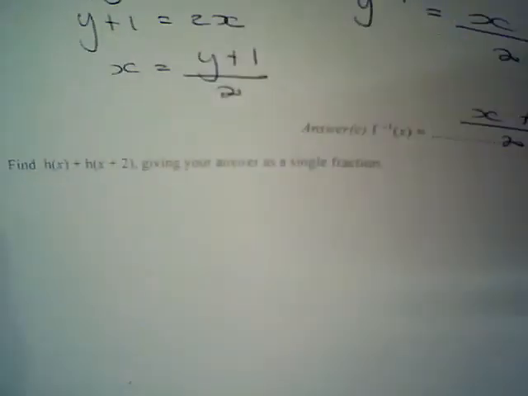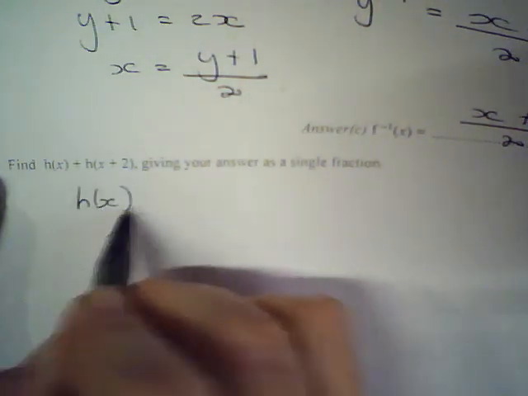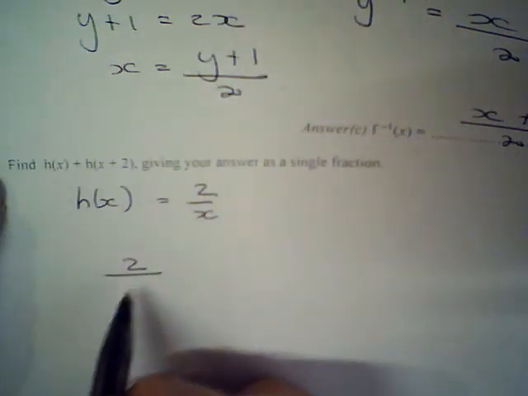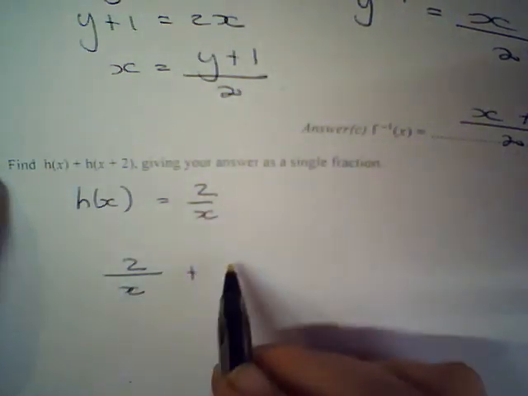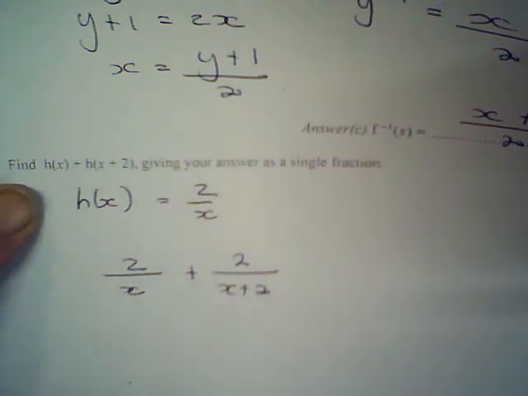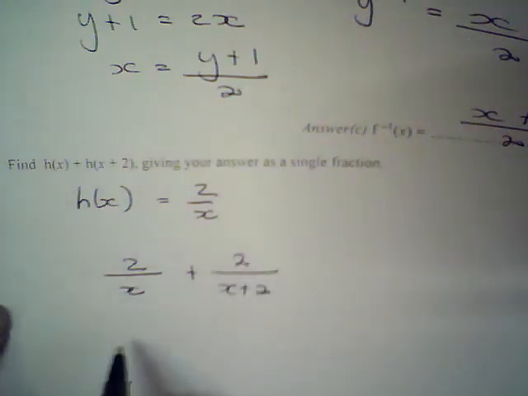Okay, the next question is h(x) and then h(x) plus 2. So what is h(x)? It equals 2 over x. So it would be 2 over x plus 2 over x plus 2. That's what they want. And we need to write this as a single fraction. So it would be a common denominator.